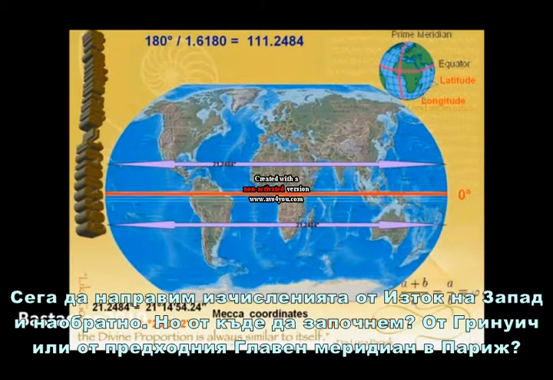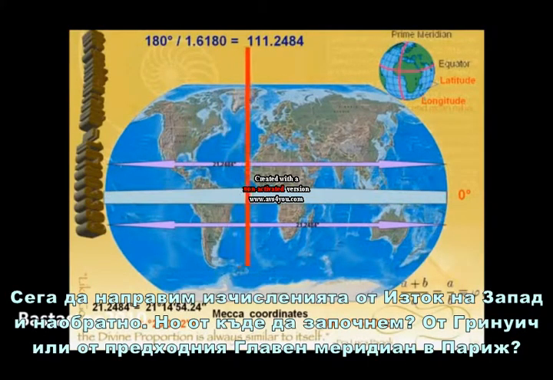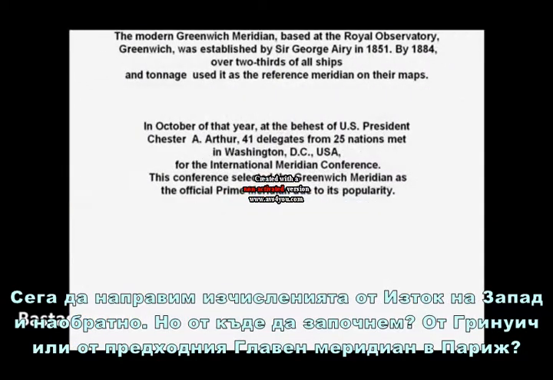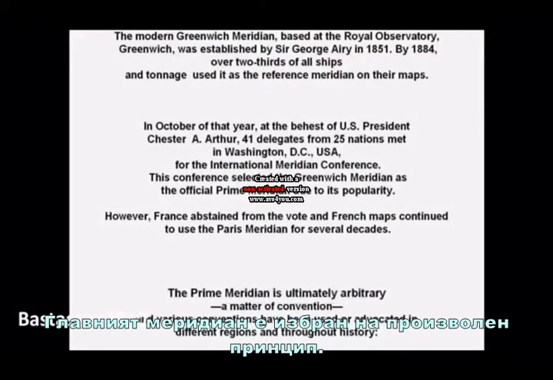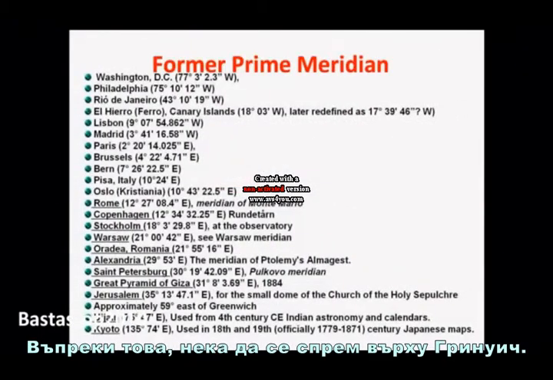Now we calculate from east to west and vice versa. Where to start? Greenwich, or a former prime meridian like Paris? The prime meridian was chosen arbitrarily. Nevertheless, we will take Greenwich.